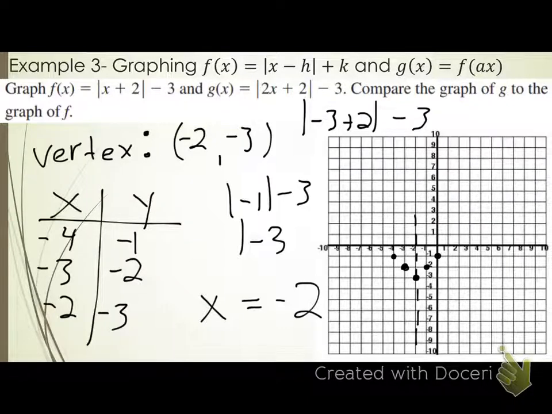If you don't like that, like I said, just plug in two more values. Plug in -1. -1 plus 2 is 1. Absolute value of 1 is 1. 1 minus 3 gives me -2. Plug in 0. 0 plus 2 is 2. Absolute value of 2 is 2. 2 minus 3 gives me -1. So you get the same ordered pairs, just using a different method. Does that make sense?